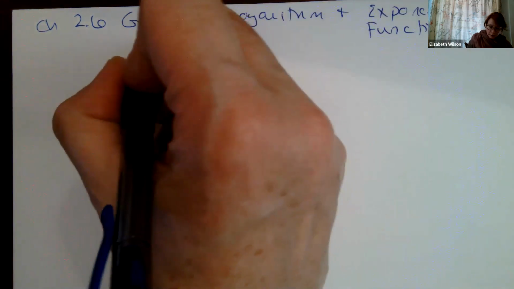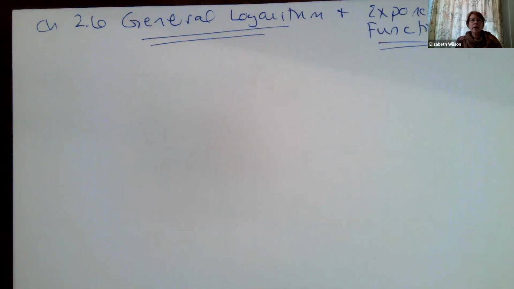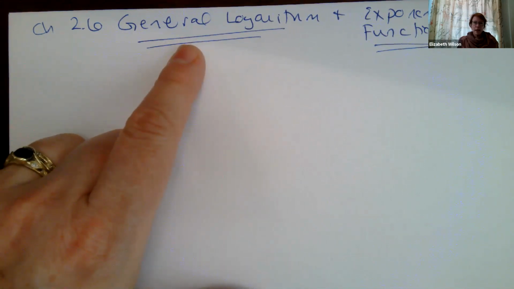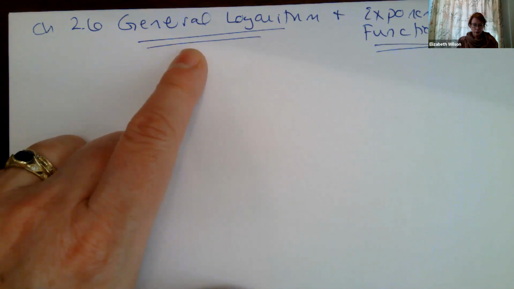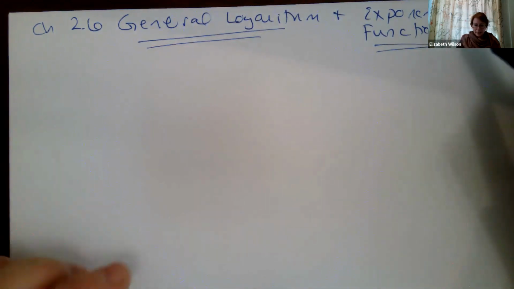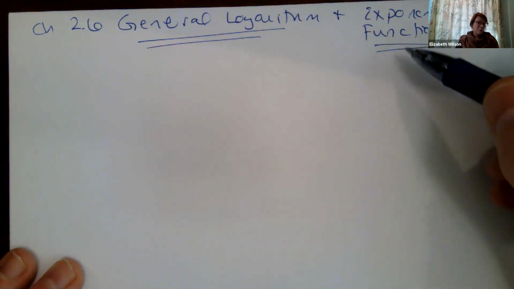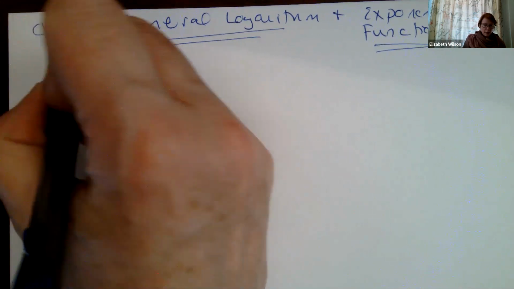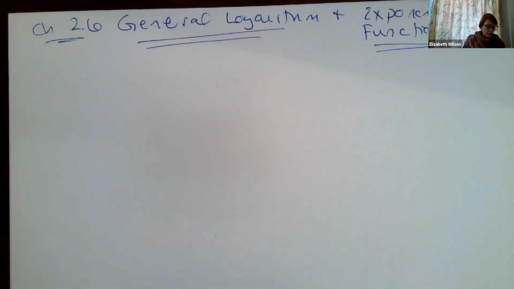Okay, so we're talking about general logarithm and exponential functions. We've actually been kind of dancing around this topic a little bit as we've been going, right? We've been talking mostly about the natural log as our logarithm base e, and e to the x as our exponential function base e. Every now and then I'll throw in the generic base, but now we're going to talk about it specifically in chapter 2.6.